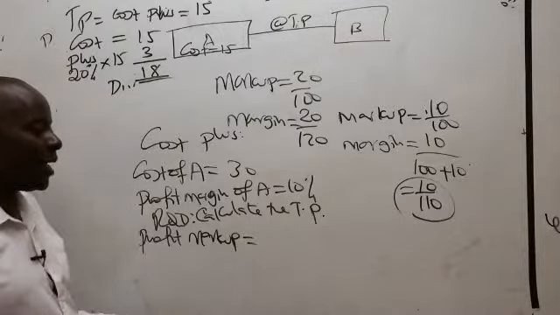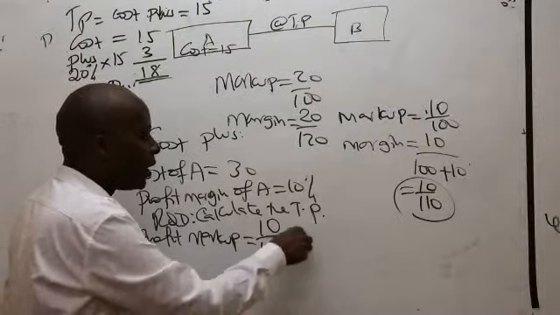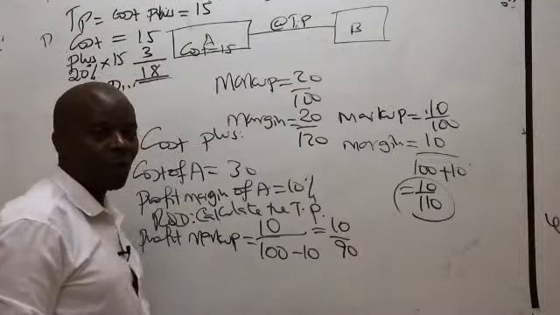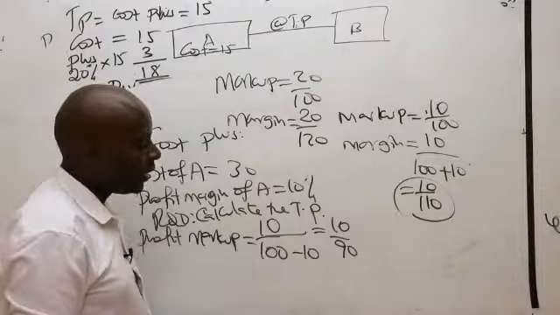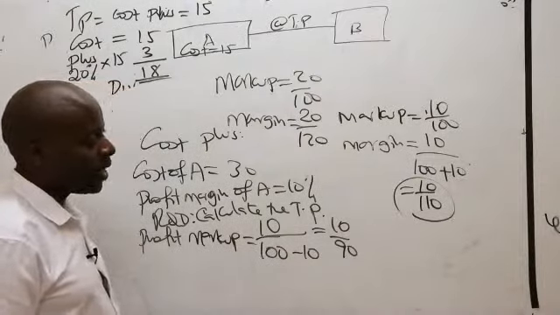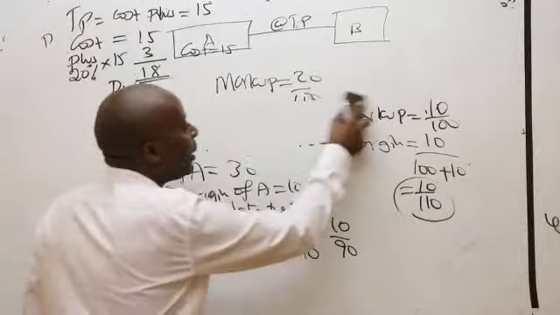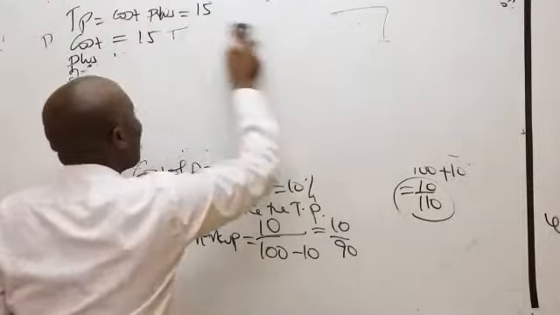1 over 9. What I will do is to talk of 10 over 100 minus 10, which will be the same as 10 over what here? 90, which will be the same as 1 over what here? 1 over 9. And now having gotten that, I'll now be able to apply my cost plus to get my transfer price.